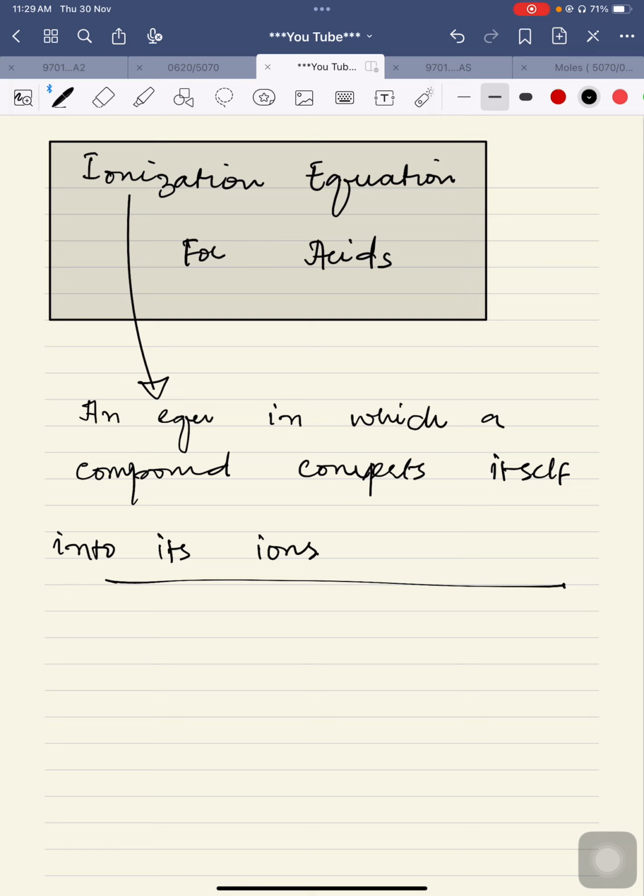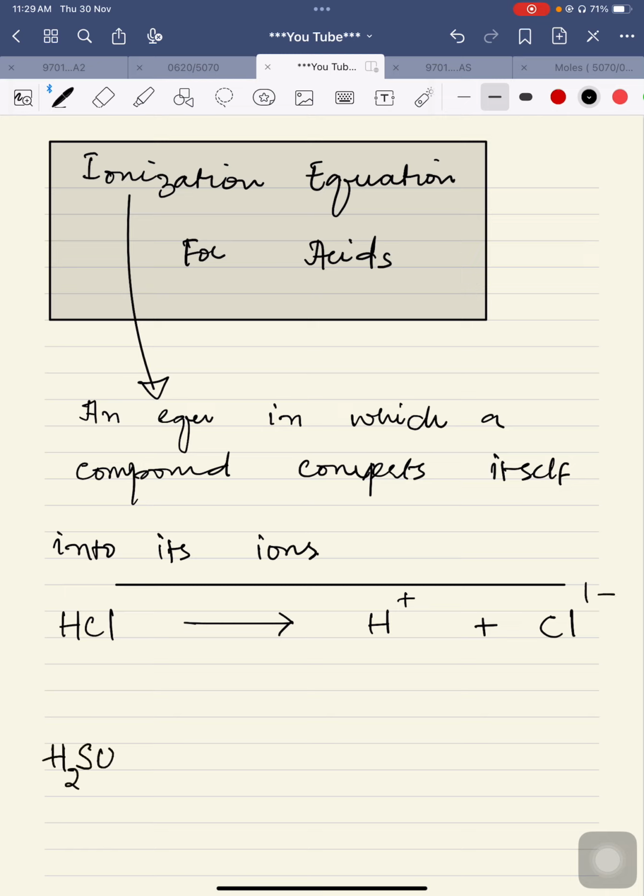Let's see HCl. It is the first acid, and HCl is going to convert itself into its ions. What are those ions? One is H plus and the other is Cl minus. What is H2SO4 giving you? It is giving you two H plus ions and SO4 2 minus. In this way, these are the ions from these two acids. Let me write down their names as well. This is called chloride ion, whereas this is SO4 2 minus, sulfate ion.